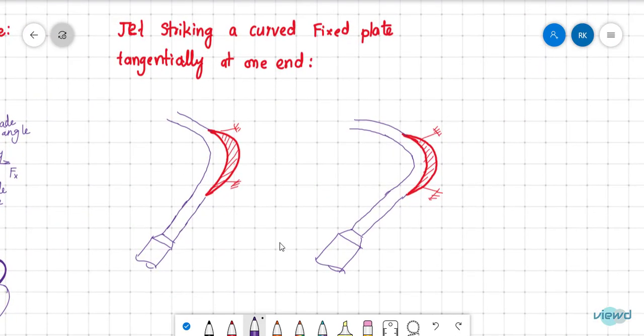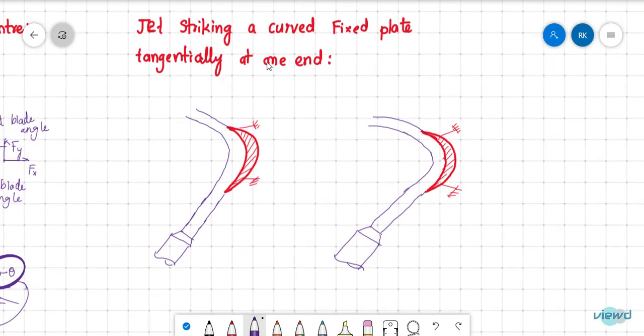So now let us see the curved fixed plate condition when the jet is entering tangentially at one end. Let us see the symmetrical case and the unsymmetrical case. Unsymmetrical. And this is the symmetrical case.